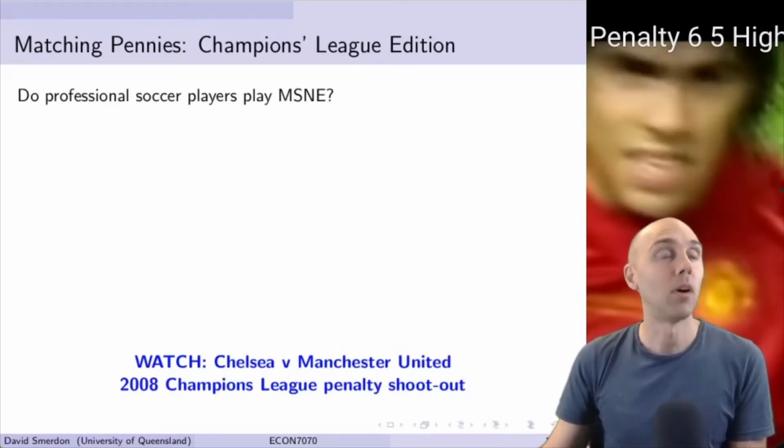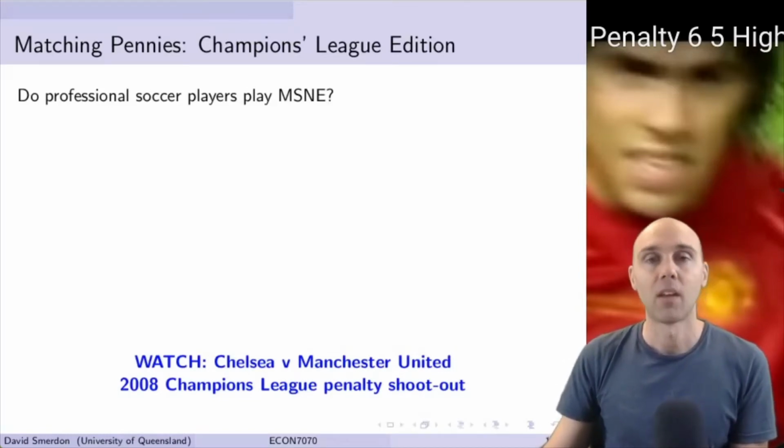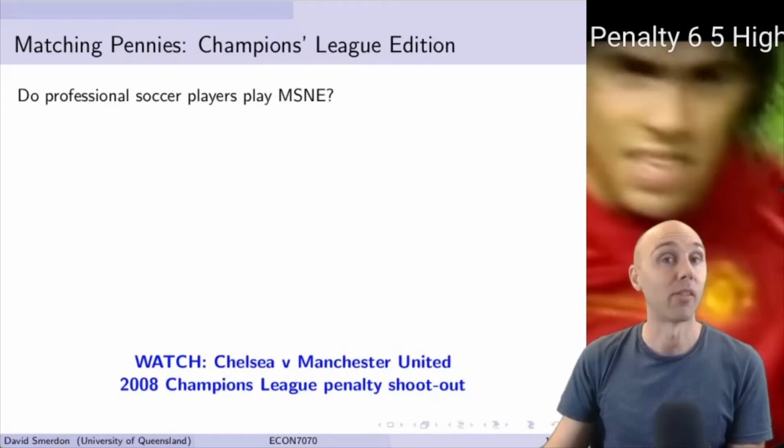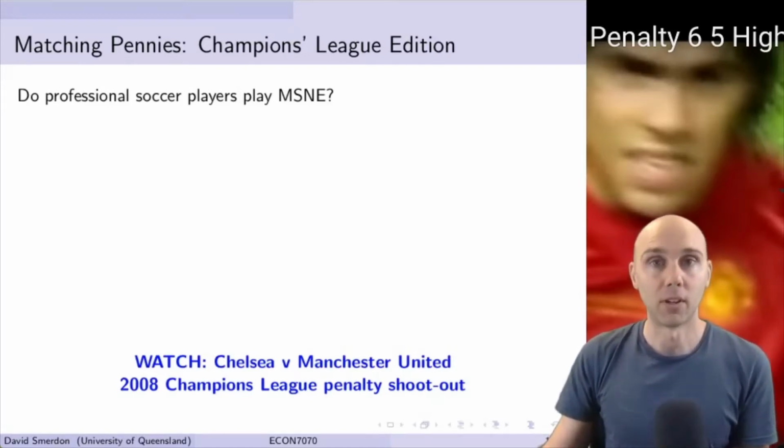So what happens? Well, they go to Moscow, they play the final. After 90 minutes, it's tied. They play extra time. After another 30 minutes, it's still tied. So they go to penalty shootouts.